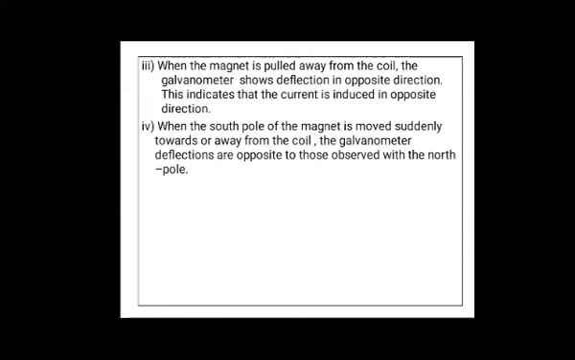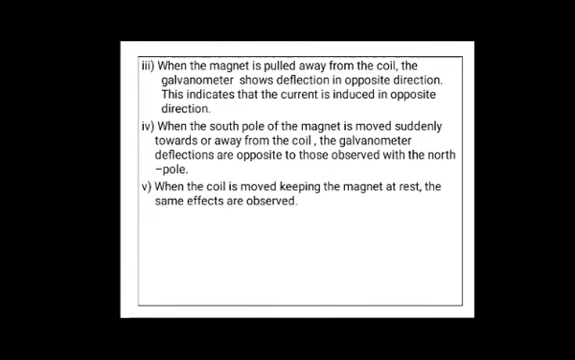Okay. Similarly, you can see the same results if, instead of the north pole, you take the south pole of the magnet and move it towards the coil and away from the coil. Then also you can observe the deflections in the galvanometer. But if you keep both magnet and coil at rest, you cannot see deflection in the galvanometer.